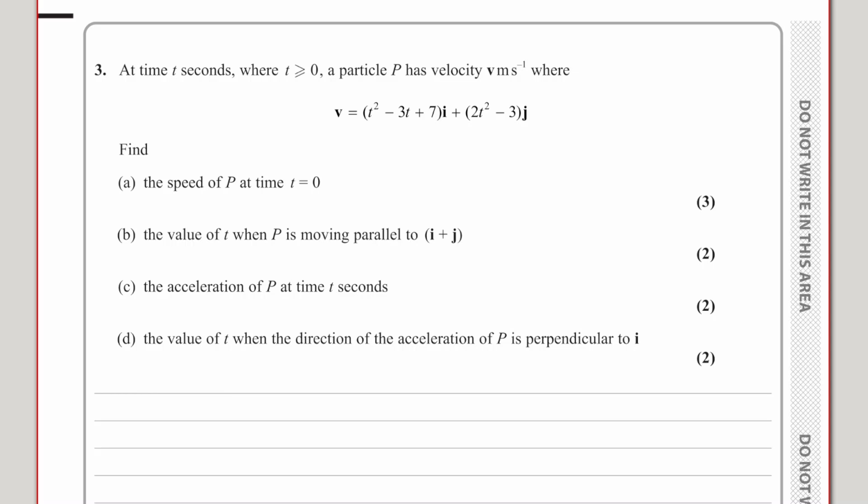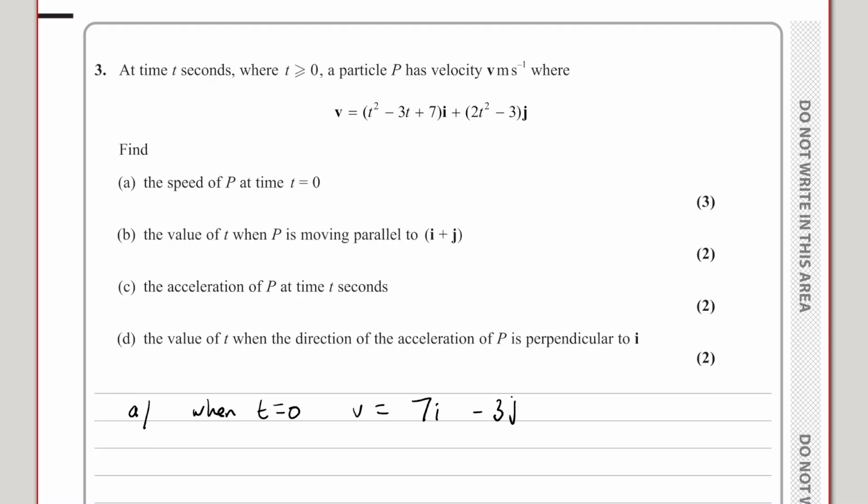At time t seconds, where t is greater or equal to 0, a particle P has velocity v meters per second, where v is (t squared minus 3t plus 7)i plus (2t squared minus 3)j. Find the speed at time t equals 0. So when t equals 0, when t is 0, we've just got 7i, and we've just got minus 3j.